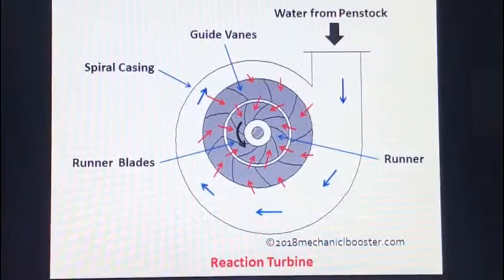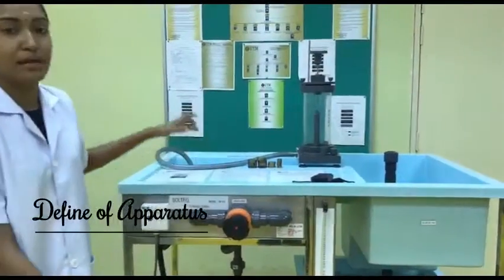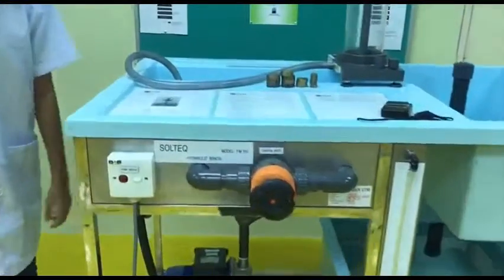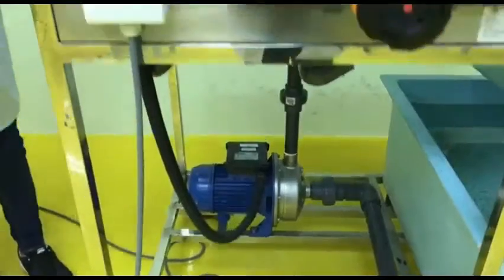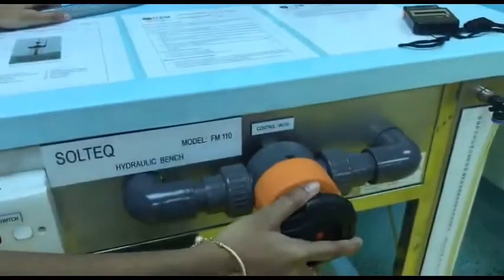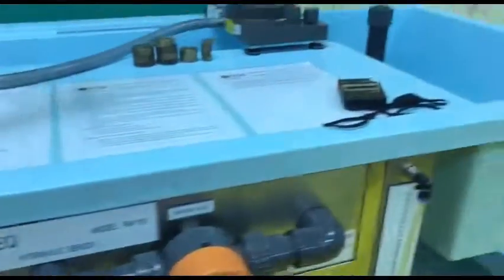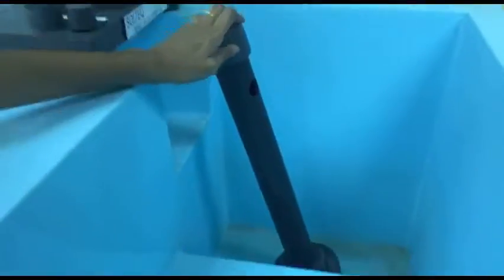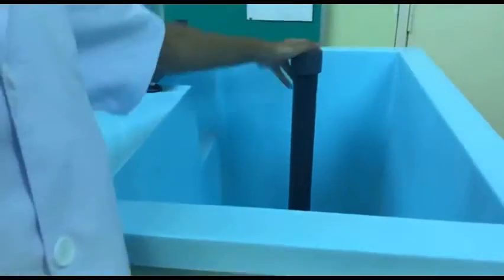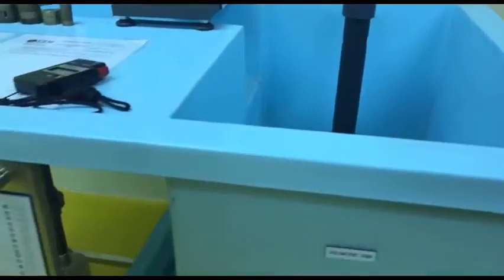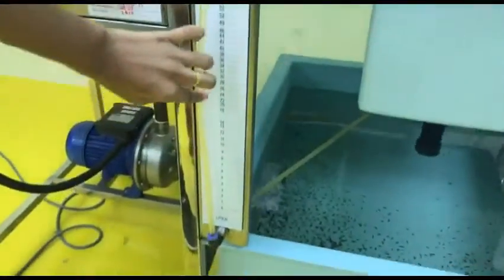Today we will demonstrate an experiment on how the impact of jet works. This is the apparatus used for the experiment of the impact of flow jet. Here is the self-priming pump which pumps the water to the nozzle here. It contains an adjustable valve to control the flow of the water. The water used throughout the experiment will be collected here in the volumetric tank, to measure the flow rate using the timed volume collection.